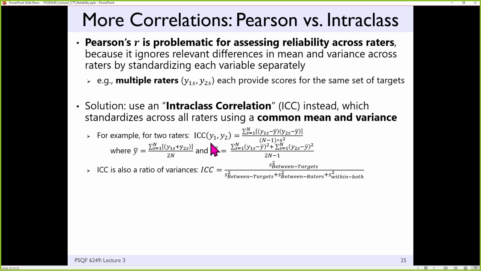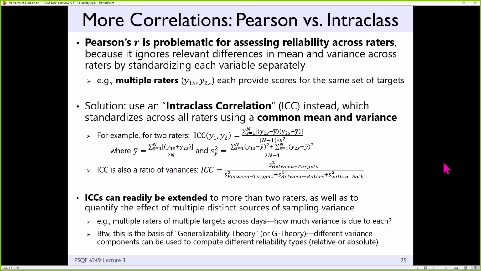So in this context of intra-class correlation across raters, the difference in the formula is that the two raters share a common mean and a common variance rather than standardizing for each of them separately. And then you can compute how much of the variability has to do with the targets that they're rating versus the raters themselves. And ICCs can be readily extended to more complex sampling designs.